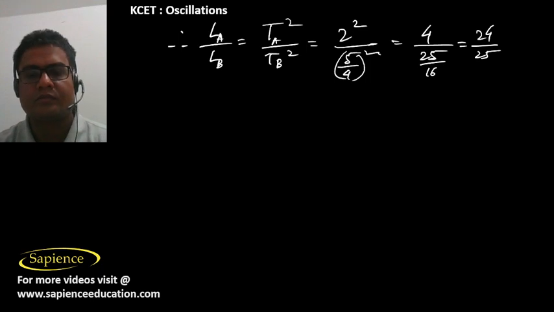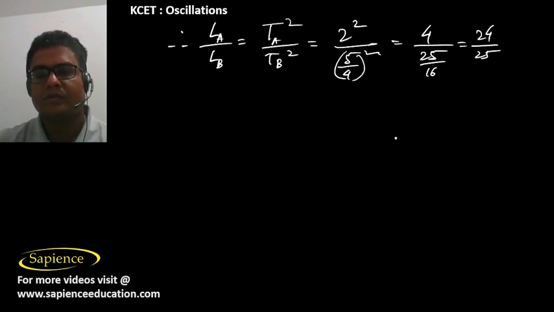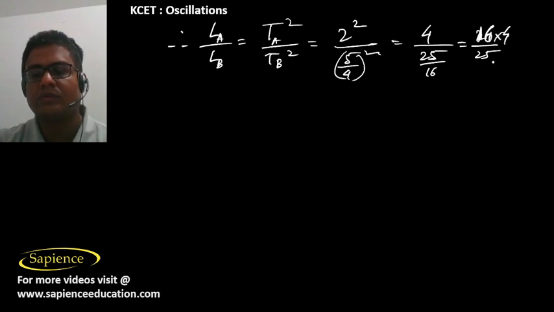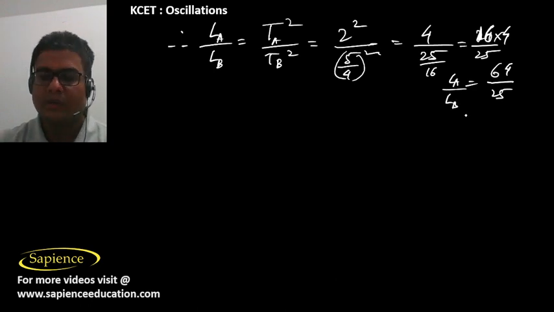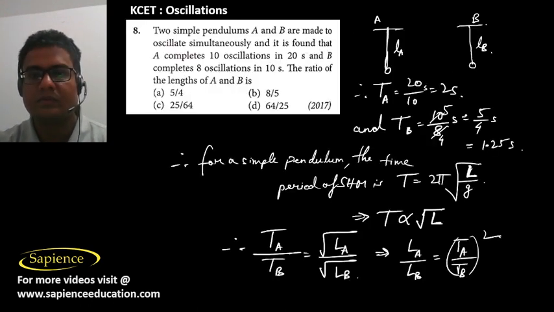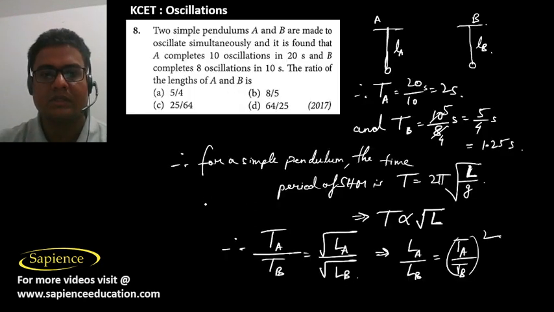Sorry, this is 16 by 25, 16 into 4. So 4 into 16 by 25, 16 4s are 64, so 64 by 25. So the length of A by the length of B is 64 by 25. Therefore the required ratio is 64 by 25. So option D is the correct answer.